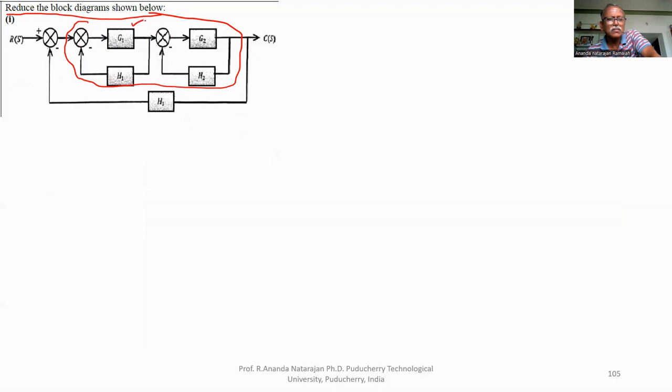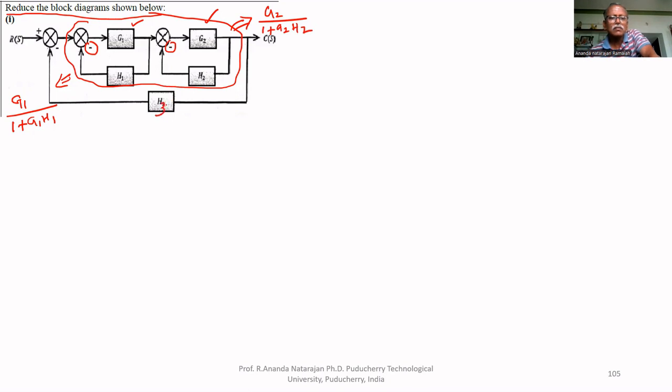If you consider this, we have to use the seventh rule to find the equivalent transfer function. That is, forward path is G1. This is equal to G1 divided by 1 plus G1 H1, because it is negative feedback. Similarly, here also we can find the equivalent transfer function. Forward path is G2, feedback path is H2. Loop transfer function is G2 H2. Negative feedback, that's why 1 plus G2 H2.